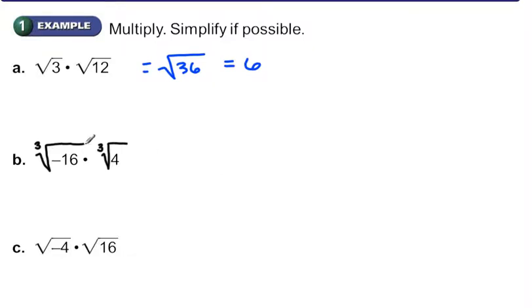Now, going down here, cubic root of negative 16 times cubic root of 4. At first, this might make you a little bit nervous, but because this is a cubic root, an odd root, it is okay to have that negative. So this is going to give us the cubic root of negative 64. When you take the cubic root of negative 64, this is equal to negative 4, right? Hopefully this is what you guys know already.